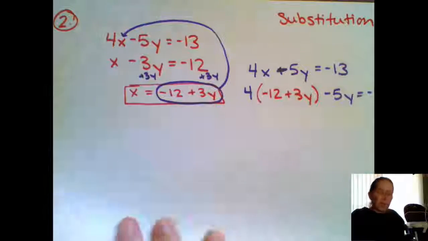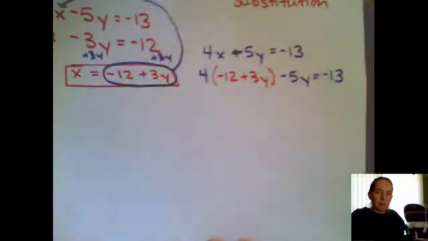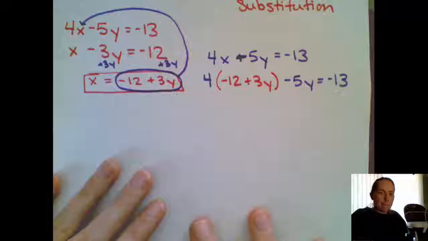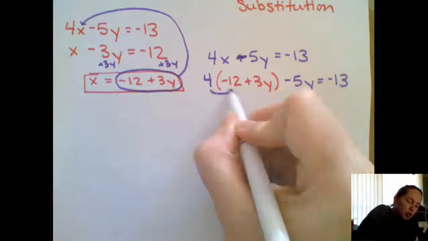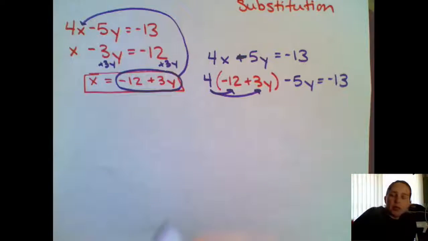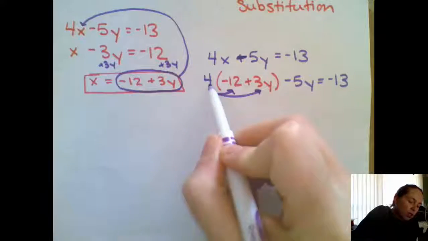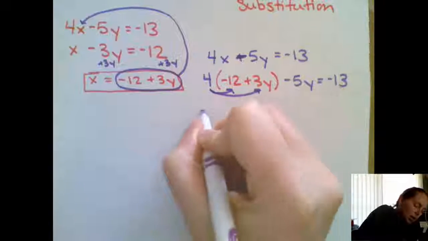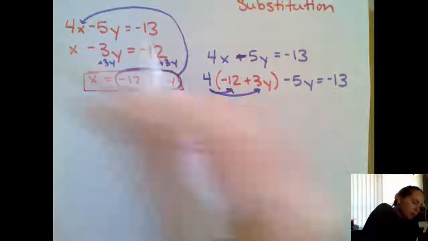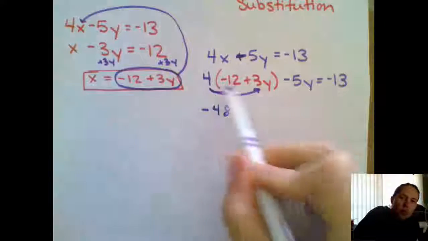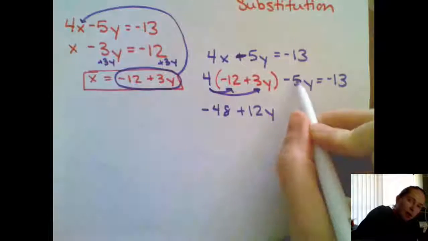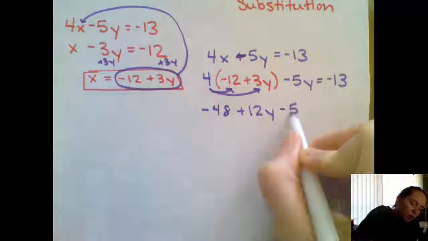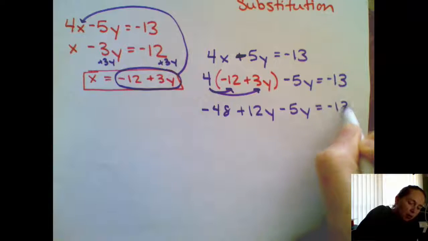And you can't see that, so I'm going to move my paper. Alright. So now we're going to distribute the 4 to both things inside the parentheses. So 4 times negative 12 is negative 48. 4 times 3 is a positive 12y. We bring down the minus 5y, and it equals negative 13.